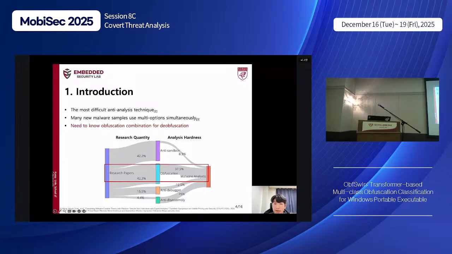Prior work suggests that obfuscation and protection techniques remain among the most challenging aspects of malware analysis. Importantly, modern malware often use multiple obfuscation options simultaneously and in a nested way. For example, virtualization, string encryption, and anti-debugging can all be combined in a single sample. In such cases, the effect of obfuscation is not simply additive. The interaction between options leads to nonlinear changes in features.